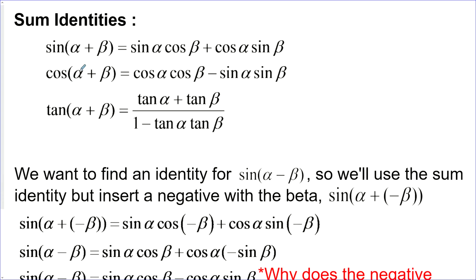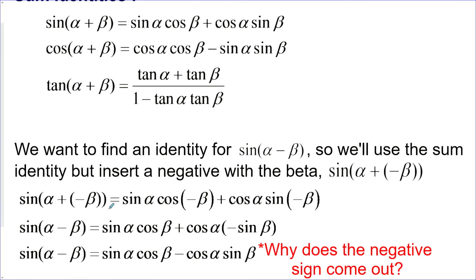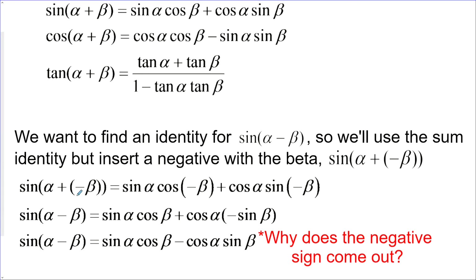Now let's use these to find the difference identity, sine alpha minus beta. All we have to do is add a negative beta. Essentially that's the same thing, but once we add, that means we can use this sum identity here that we've already worked out. So here it goes. We've got sine alpha plus negative beta is equal to sine alpha cos. See, before it was beta, and now it's negative beta, so we put negative beta everywhere there was a beta. So cos negative beta plus cos alpha sine negative beta. Okay, now that looks all good.